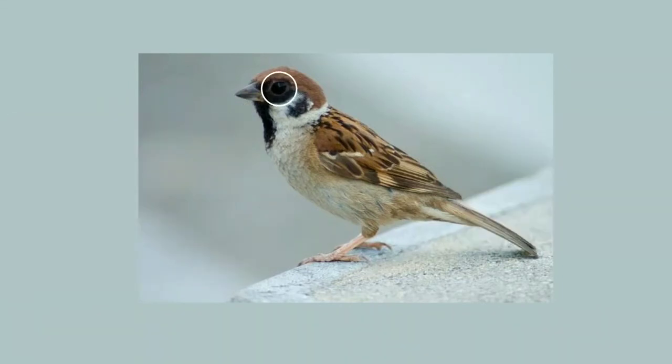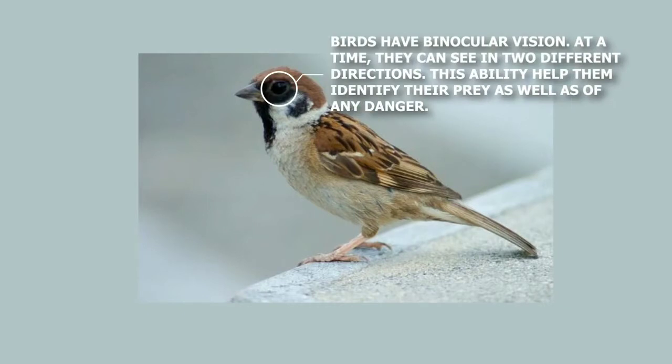Birds have binocular vision. At a time, they can see in two different directions. This ability helps them identify their prey as well as any danger.